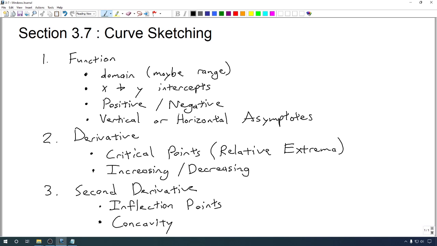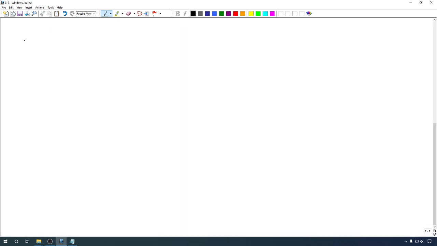But once again, this will all be a lot easier to see what's going on when we actually put it into practice. So let's move on to an example. Let's look at problem 4. Here our curve has the equation of y equals negative x cubed plus 3x minus 2.